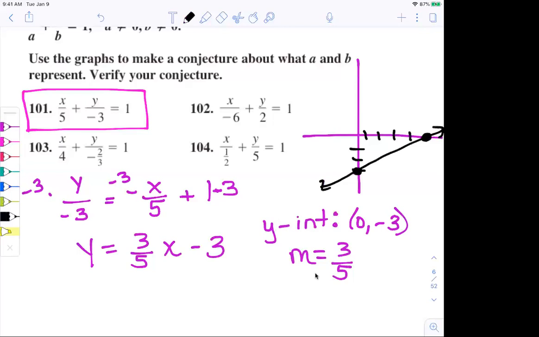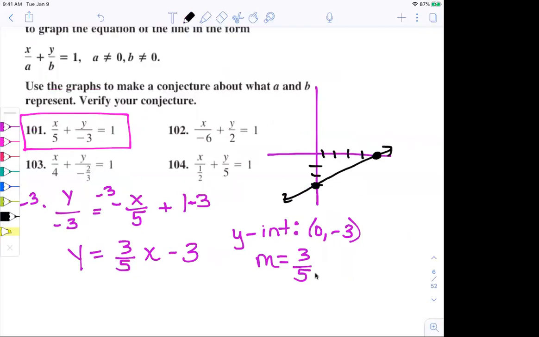This question is asking you to make a conjecture, an educated guess about what the a and the b value represent. Well, those are the two values in the bottom of the fraction. So if you look at my graph and the 2 points that I have plotted on this graph, what does it look like the a and the b value on the bottom of the fractions would represent? They'd represent x and y. Yeah, they'd represent the x and the y intercepts.